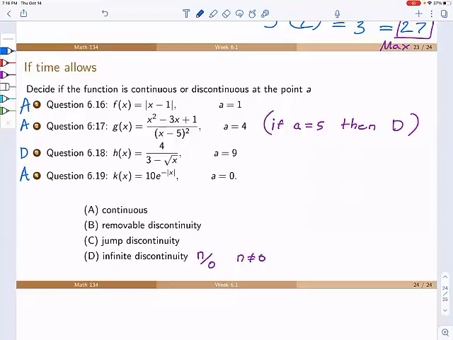So remember that the removable discontinuity might come from a case of having 0 over 0. That didn't occur in any of these examples up here. And the jump discontinuity could come from a piecewise function. And there just weren't any piecewise functions here.